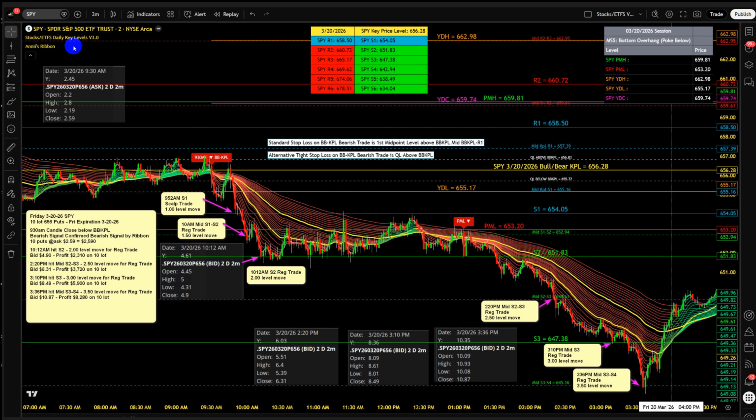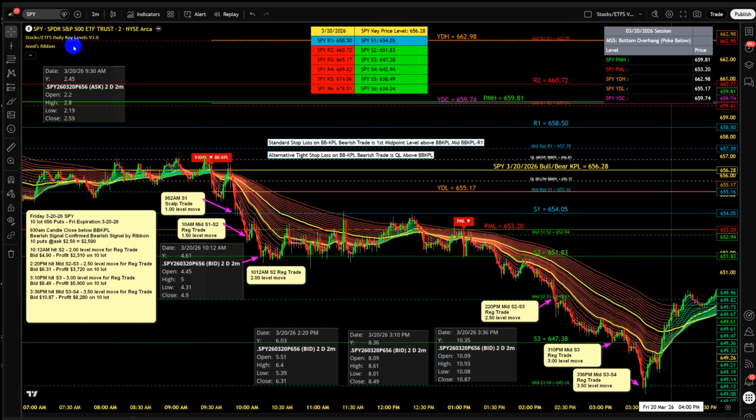So the idea behind using the ribbon indicator with the daily key levels indicator is you're looking for confirmation of bullish or bearish entries. So you are looking for the ribbon indicator to be also giving you a bearish indication when you are also seeing a close up below a main key level, which is the bearish indication from this indicator. So when those two line up, then you have a more powerful confirmation of a bearish trade.